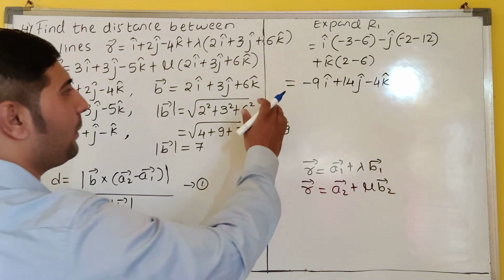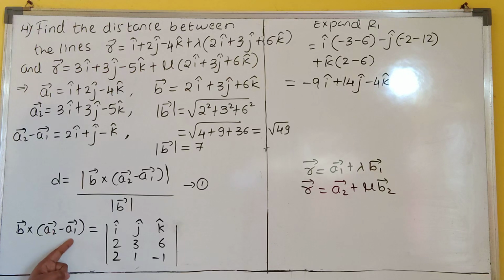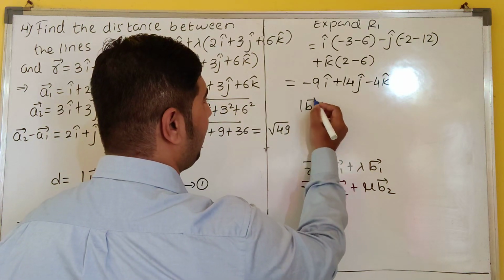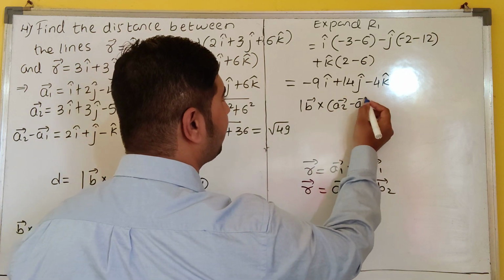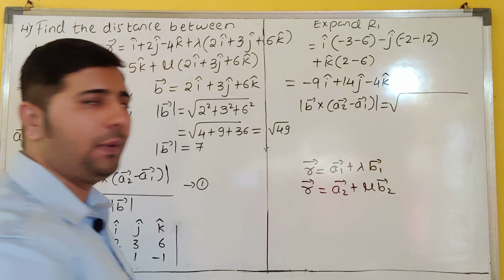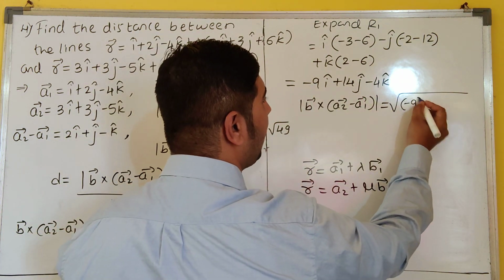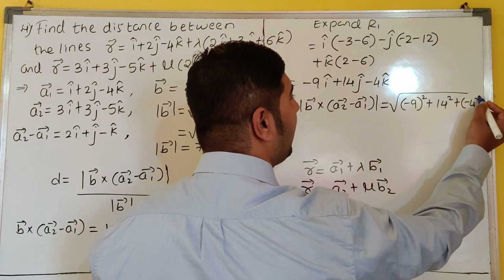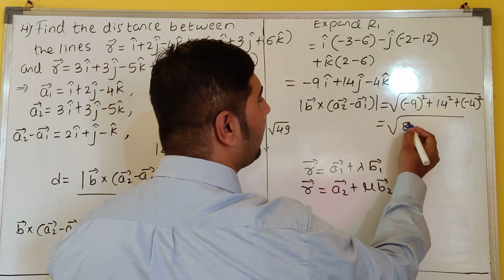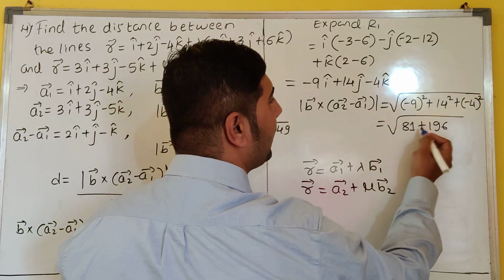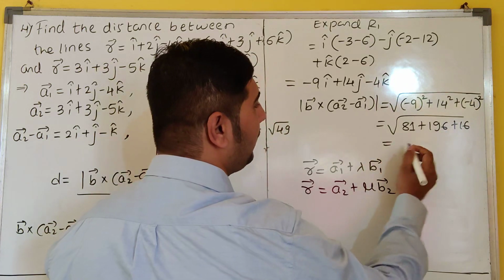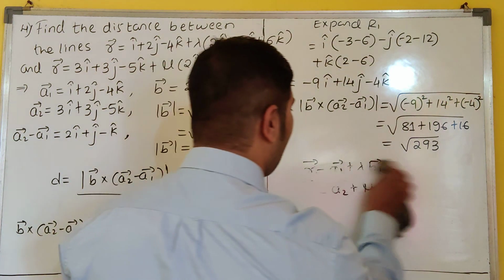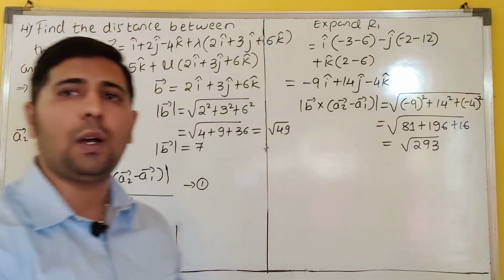I hope it is clear. This is nothing but vector b cross a2 minus a1. Here I have to find the magnitude. Magnitude, how we will find? You know that square root of x square, minus 9 square, plus y, 14 square, z is minus 4, minus 4 square, dear students. So how much you will get? 9 square is 81, 14 square is 196, and 4 square is 16. If you add them all, you will get 293, dear students. Square root of 293. I hope you have copied this one.